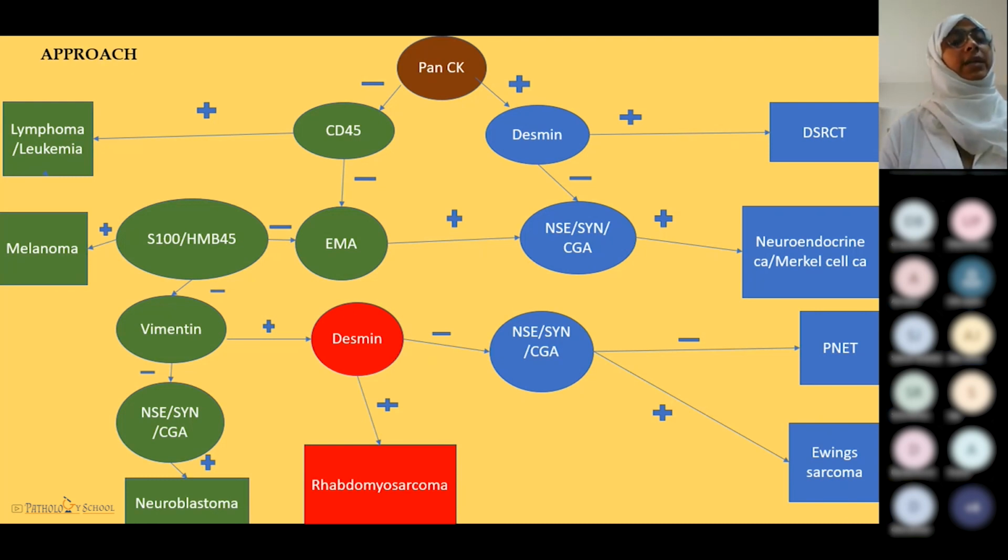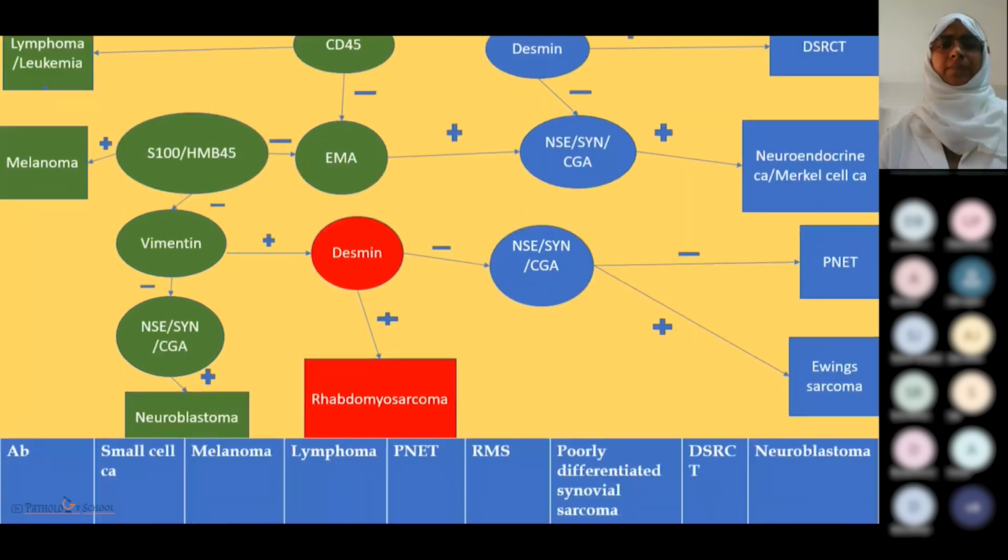Now, if pan-cytokeratin is positive, there are only a few differentials. Go with the Desmin marker. If Desmin is positive, go with desmoplastic small round cell tumor. And if it is negative, again put synaptophysin and chromogranin, whose positivity will give the Merkel cell carcinoma.